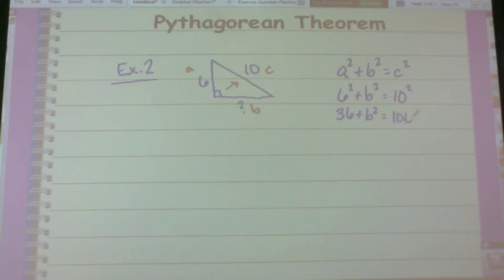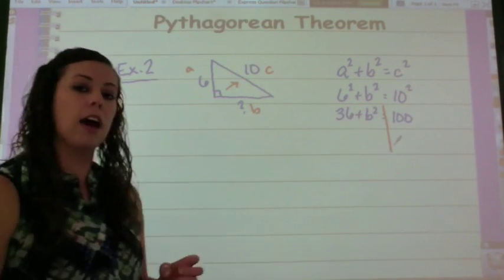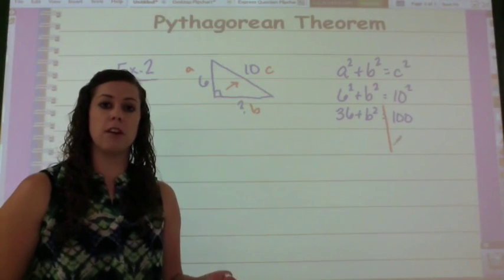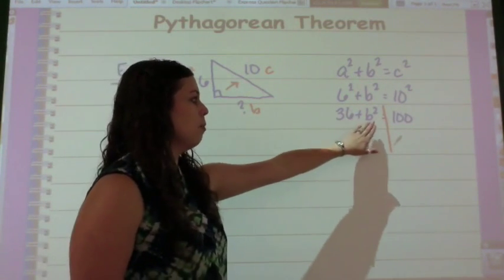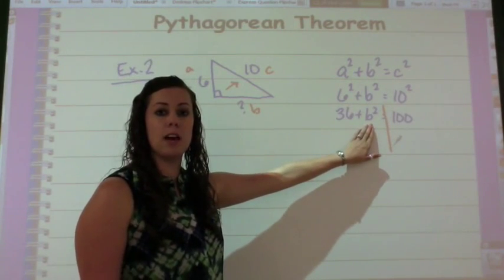10 times 10 is 100. This becomes a simple equation. If I'm trying to solve for b, to get b by itself, this goes back to the lesson of solving simple one-step equations. I ask myself, what number am I going to take to the other side away from the b?